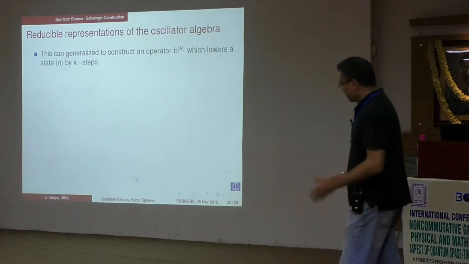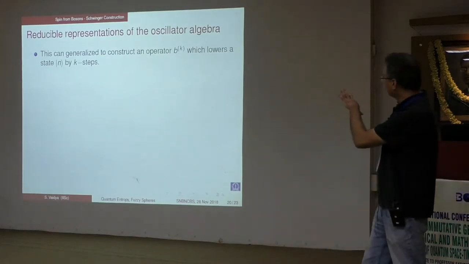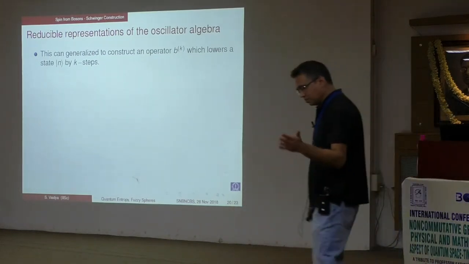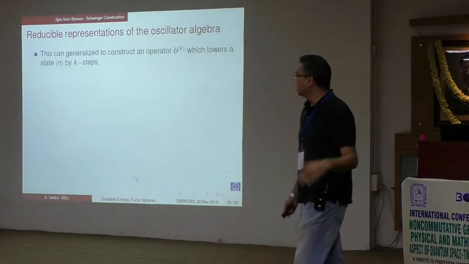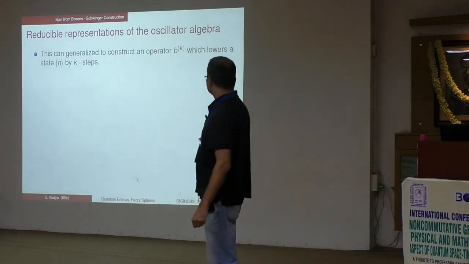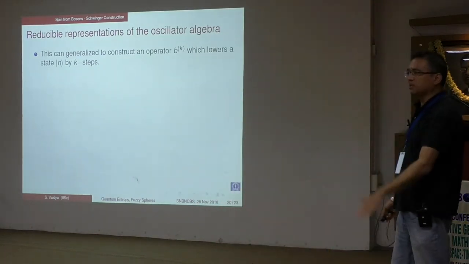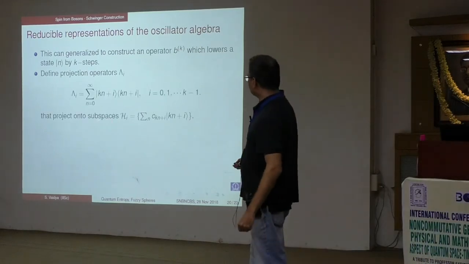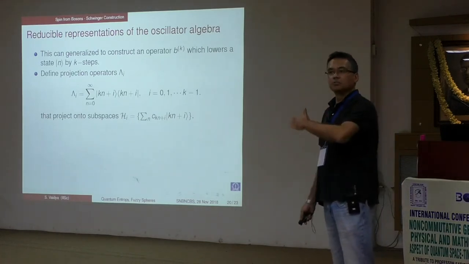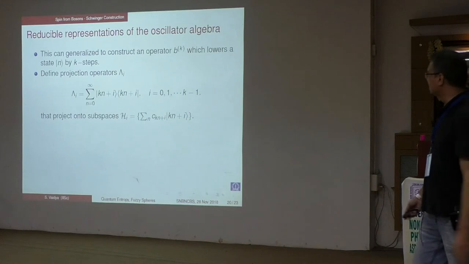Now before I go on to putting this in the context of the fuzzy sphere, I'm going to show you that this construction, in which I split the Hilbert space into just even and odd subspaces, can be generalized to construct operators B_K, which raises or lowers, in this case lowers, the state N by removing K quanta. So I can do it in steps of K. For example, I can remove in steps of 3. Then I'll have three distinct irreducible representations, which I can again combine together to form a big reducible representation.